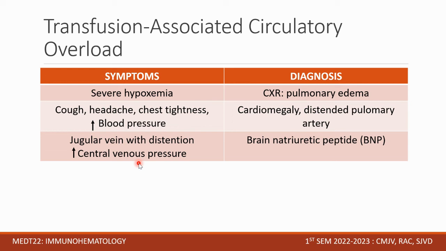Okay? So, for the diagnosis, you can use chest x-ray ulit. We can see pulmonary edema. We can see cardiomegaly, distended pulmonary artery. Kasi too much pressure on the heart, okay, or kaya distended pulmonary artery kasi ayun nga, yung caused by the pressure and excess workload sa patient or sa heart. Okay, we also can use brain natriuretic peptide as a test to confirm TACO.